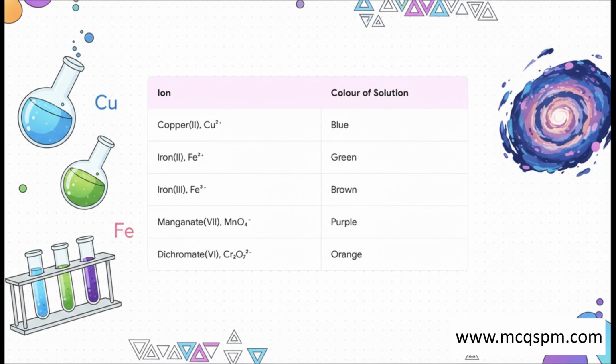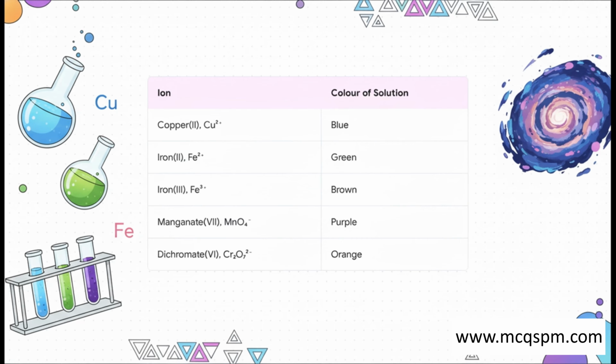Look at that. Copper(II) gives you that classic bright blue solution. Iron can be either green or brown, depending on its mood. And you can't miss that deep, rich purple of manganate(VII). Now, this is important. Memorizing these is a huge advantage, especially for your practical lab exams, because you'll need to identify them by sight.